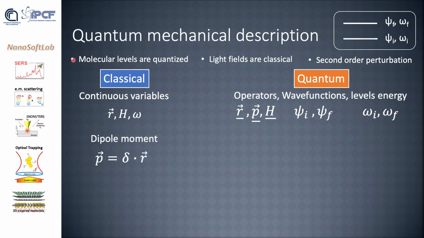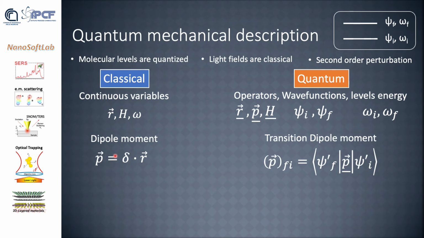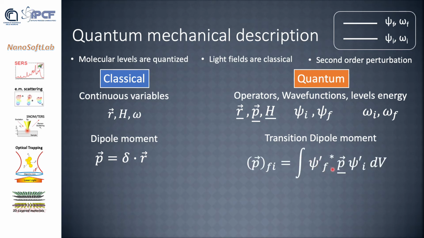In the classical description, again, we have a dipole moment. In the quantum description, we have an analogous quantity of the dipole moment that is called the transition dipole moment. The transition dipole moment, as you will see here, is the average of the dipole moment operator between the states, between the wave function psi_i and psi_f. This means that we have to carry out a volume integral of the operator p multiplied by the final state wave function, complex conjugate, and the initial state wave function.